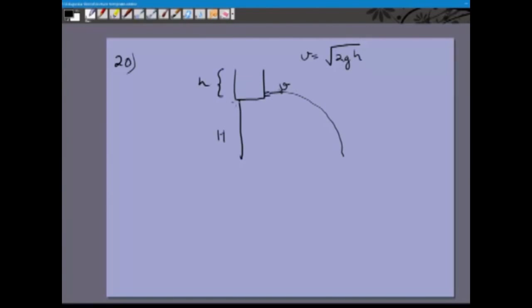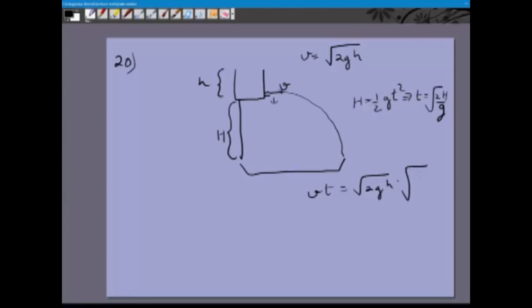right? And how much time will it take to fall here? The vertical velocity initially is 0, so H is equal to half gt squared, which means t is equal to root of 2 capital H by g, and this is the speed. So the horizontal distance covered will be vt, which is root 2gh into root 2 capital H by g, and g cancel, and we get root of 4h capital H, right?